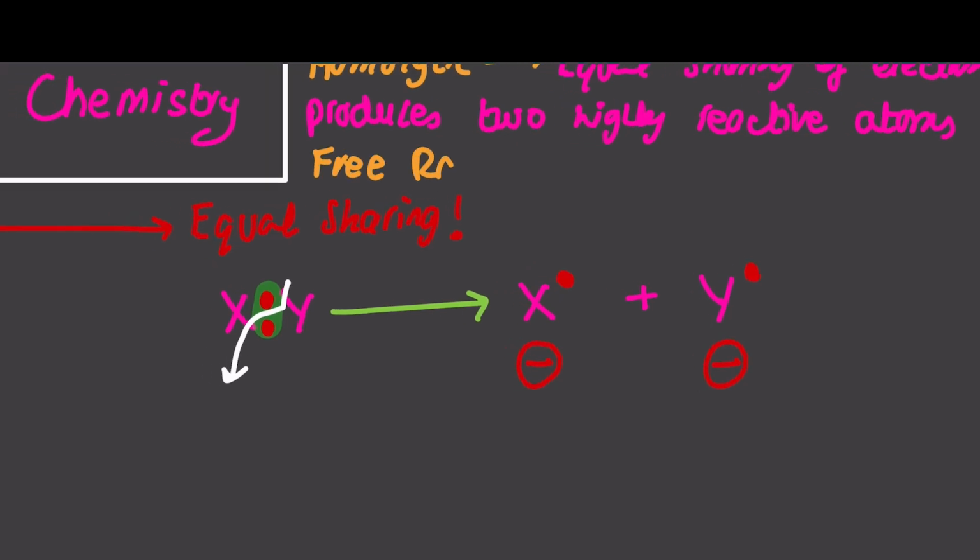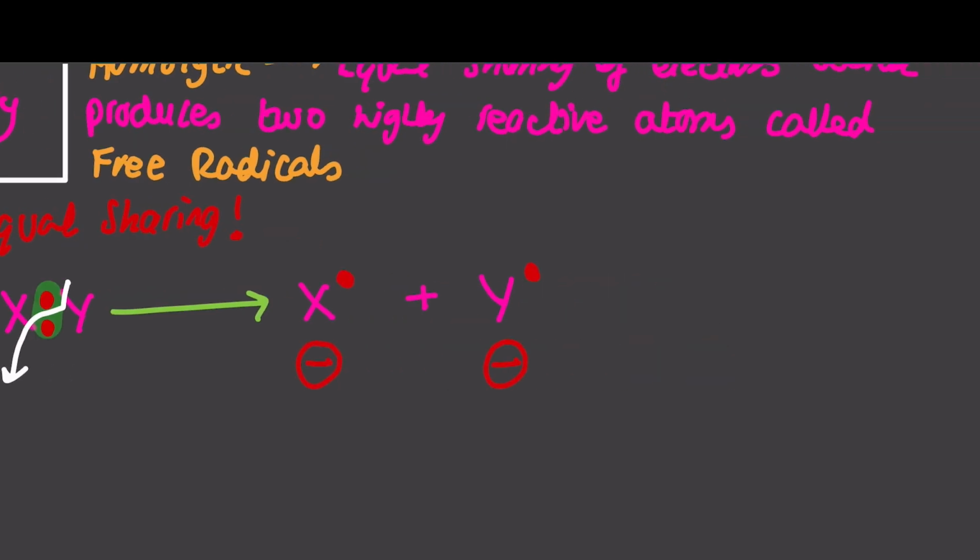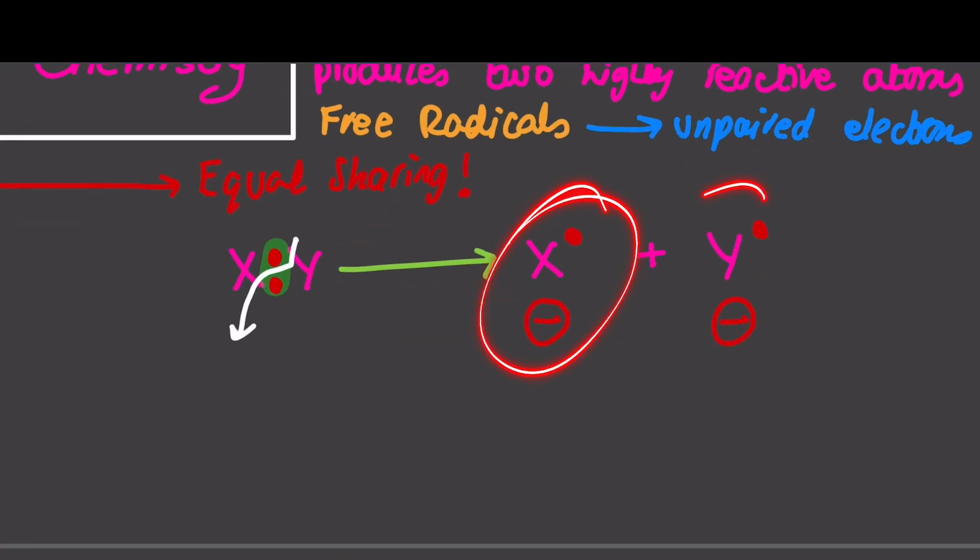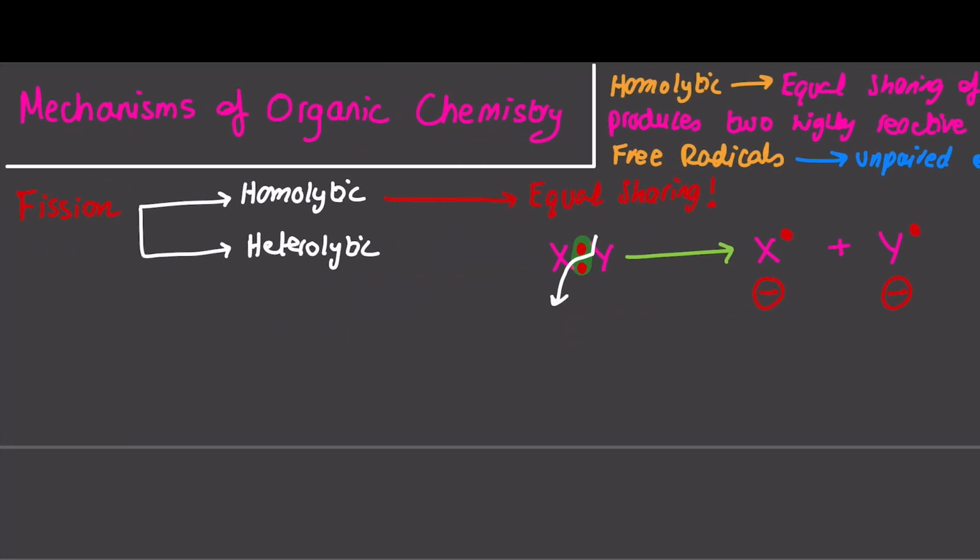free radicals. That's the word I want you to be aware of. What do these free radicals have? They have unpaired electrons. So essentially, they're super unstable, and what ends up happening is that they go on to create more free radicals, and we'll look at that when we talk about free radical substitution. But right now I just want to cover fission.